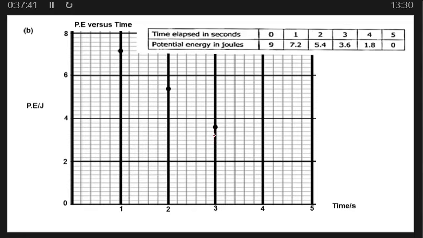Then we'll have 4.18. So 4 is here, 1.8 somewhere here. Then we'll have 5.0 somewhere here, and draw a line like that. So this was actually a straight line. All right. So let's go to the next question.